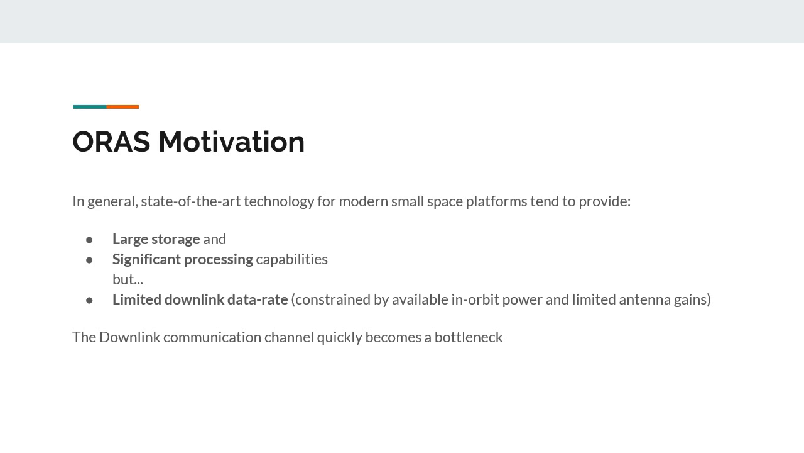But what we are not seeing is a corresponding increase in the data rate for downlinking these large volumes of data from space. Again, this is constrained by available in-orbit power and limited antenna gains, which limit the channel throughput that can be obtained from a given CubeSat. This does not necessarily have anything to do with RF technology or communication protocol limitations, but with physical limitations typically seen in CubeSats. As a consequence, the downlink communication channel quickly becomes a bottleneck in any type of satellite architecture.